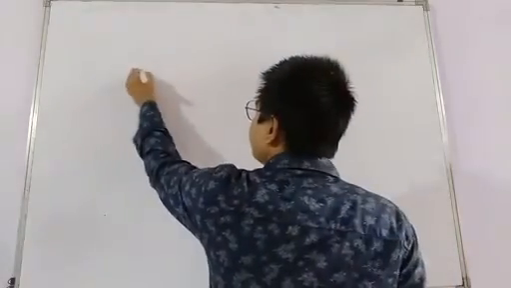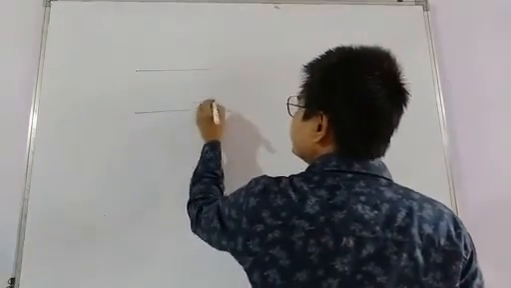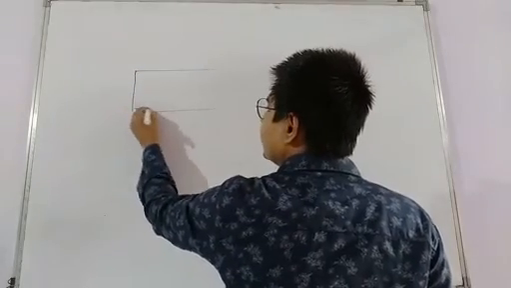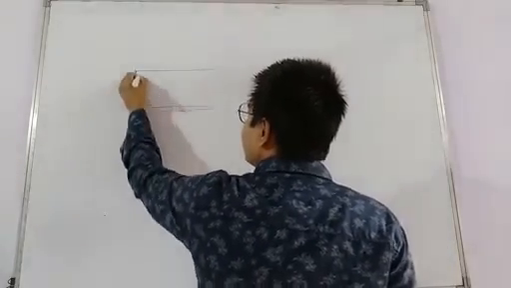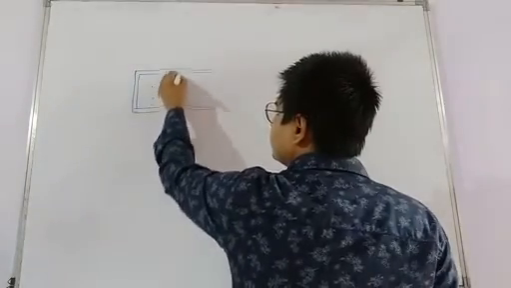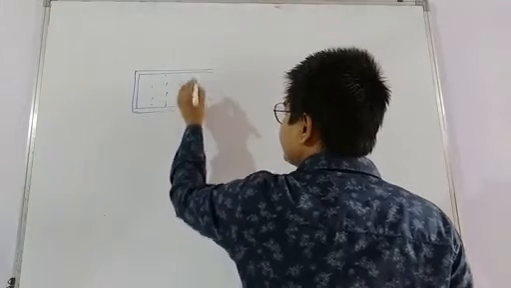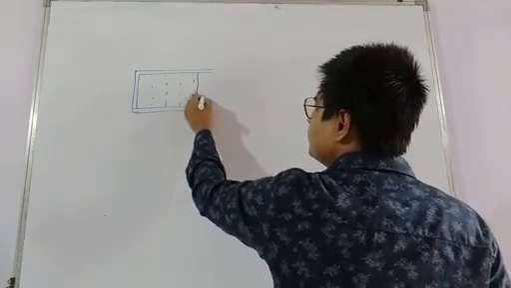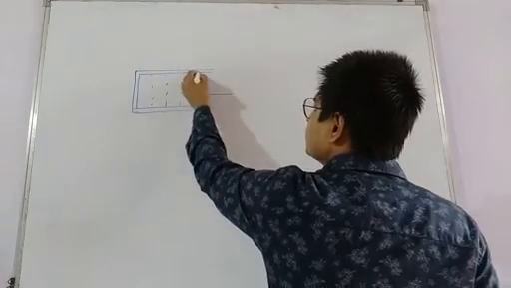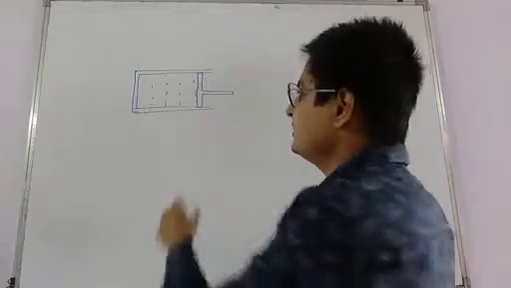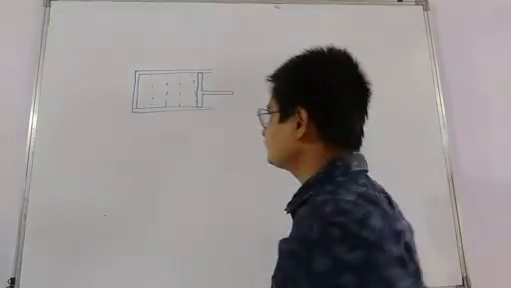Okay, we have one cylinder, and there is a gas present inside the cylinder. A certain volume of gas is taken. Then we have one piston, so that can be pushed either inside or outside.